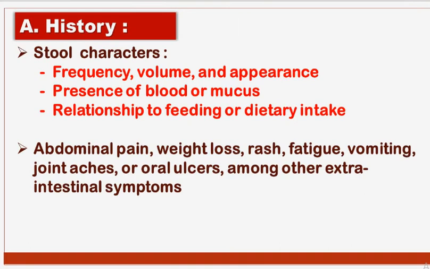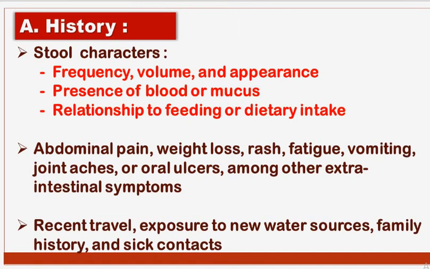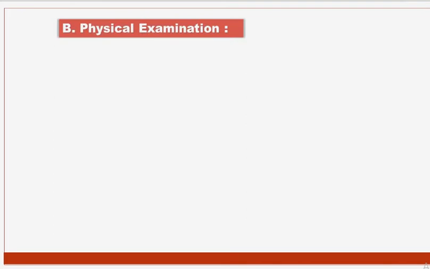We talk about failure to thrive, so there is weight loss, not because of dehydration. This is not an acute weight loss because of dehydration. It is weight loss because there is failure to gain weight, or failure to thrive, or even weight loss. Presence of rash, if we talk about allergic enteropathy, fatigue, vomiting, joint ache, oral ulcer, or other extraintestinal manifestations. These are very important. The recent travel, very important if there is a history of recent travel or exposure to a new water source, family history, and sick contact. Very important in the history.